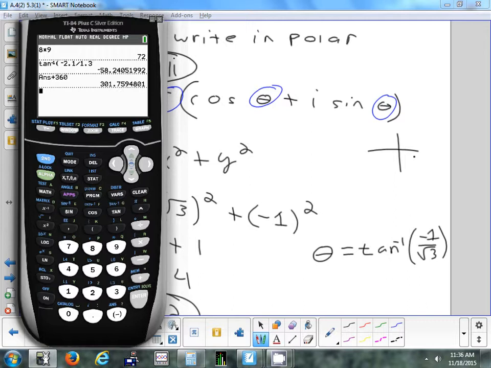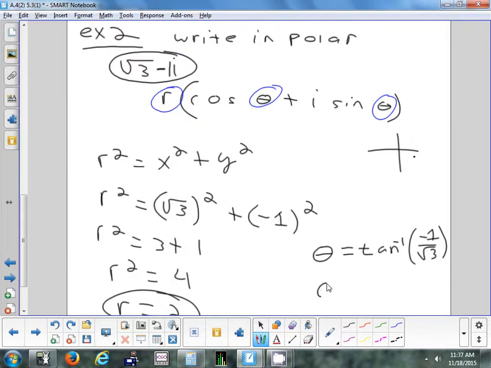I'm going to do mine in degrees. So inverse tangent, negative 1 divided by square root 3. So my angle is negative 30. They didn't specify what to do. So if they don't specify, I usually do degrees. Could you type the same thing in for radians? Yes. That would give you the radians.